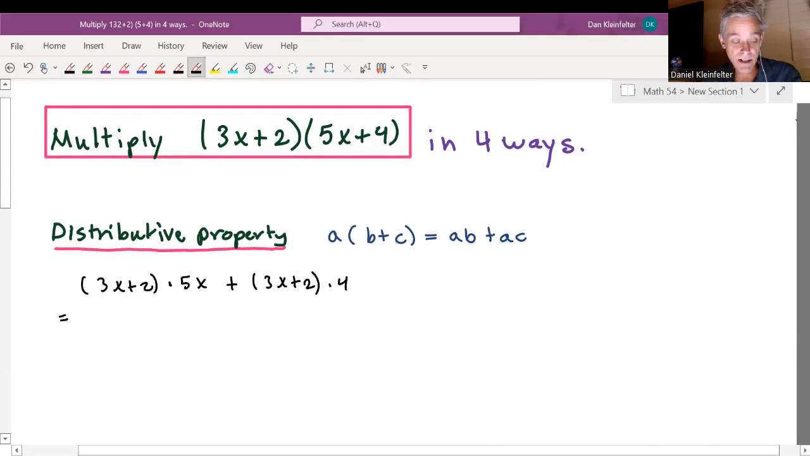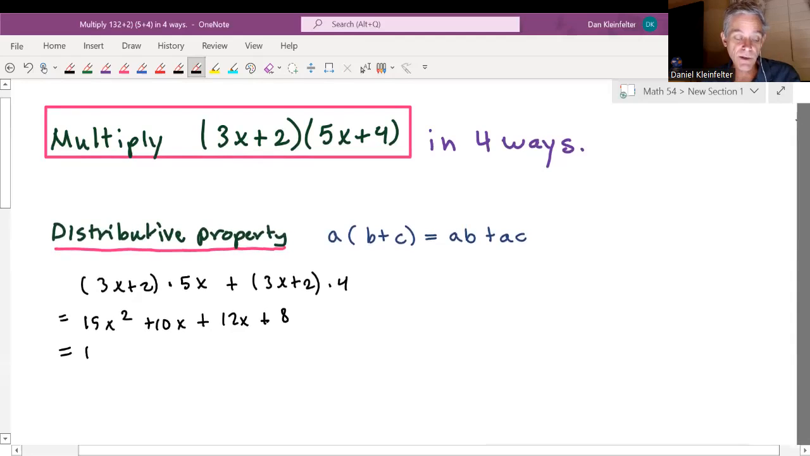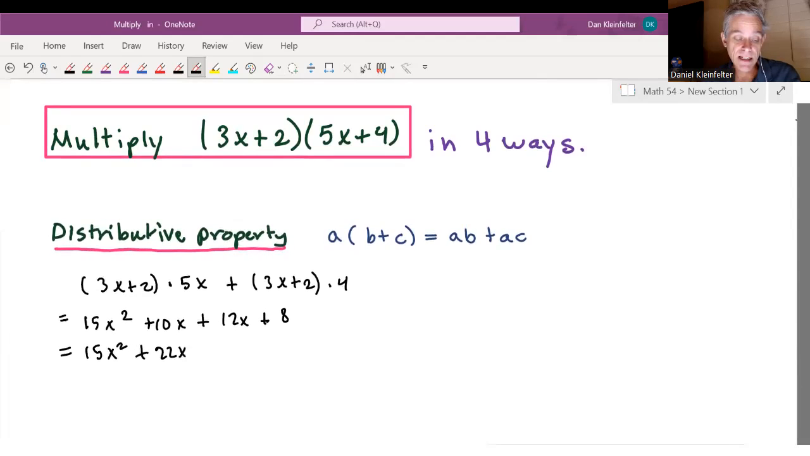3x times 5x will be 15x squared. 2 times 5x is 10x. 3x times 4 is 12x. And then 2 times 4 is 8. Then combine like terms to finish. We'll have 15x squared and 22x and 8. Okay, that's the first way of organizing work.